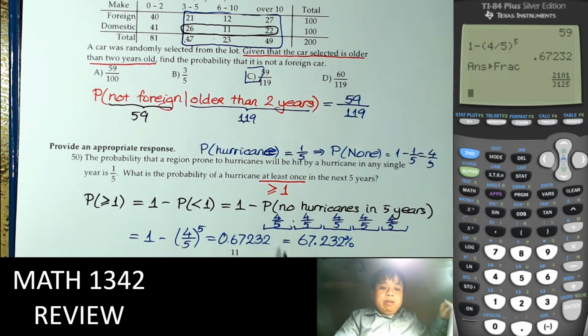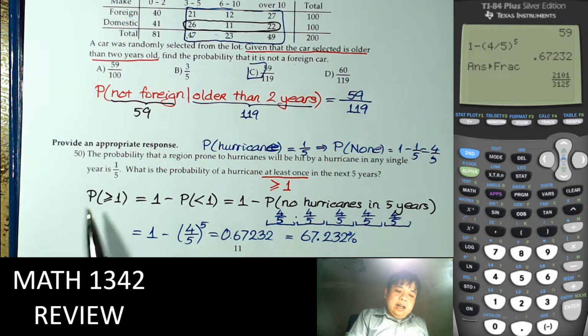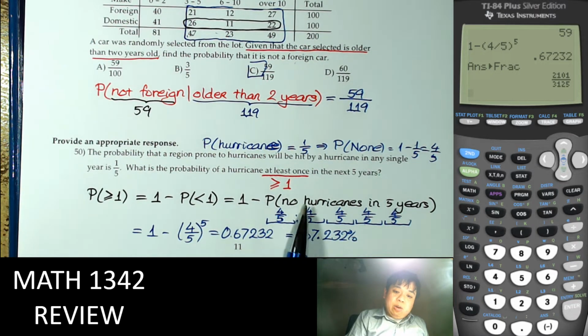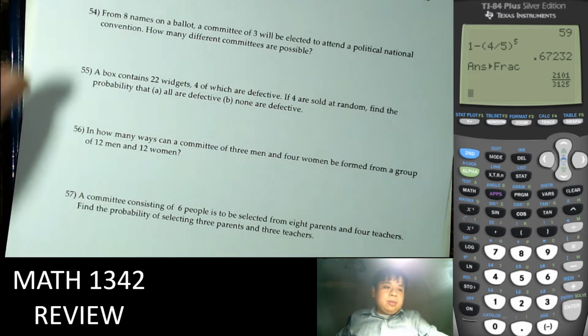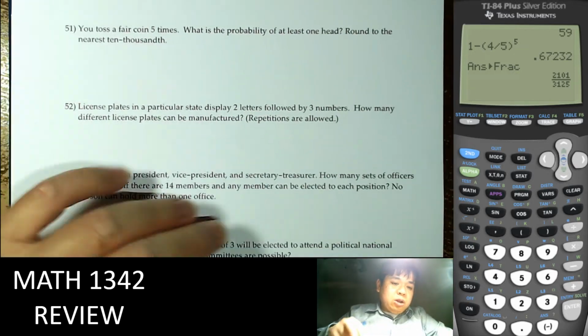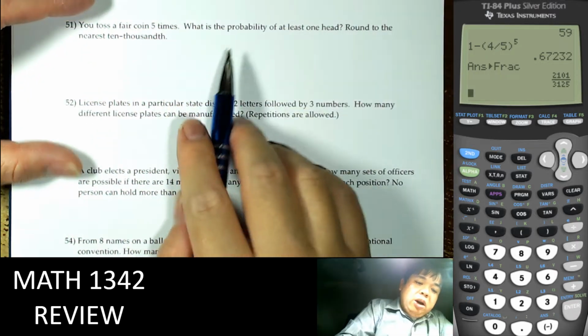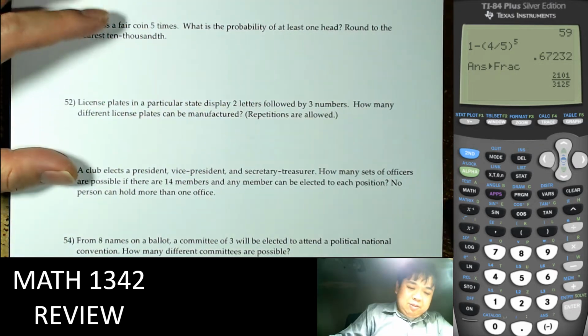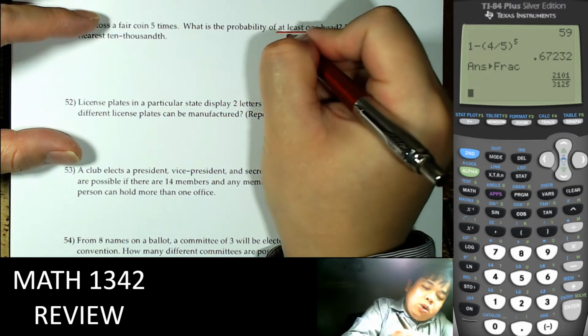Yeah. So every time we see at least one, use a complement. At least one is greater than or equal to 1, and its complement is less than 1, which means none in 5 years in this case. Right. You toss a fair coin 5 times. What is the probability of at least one head?